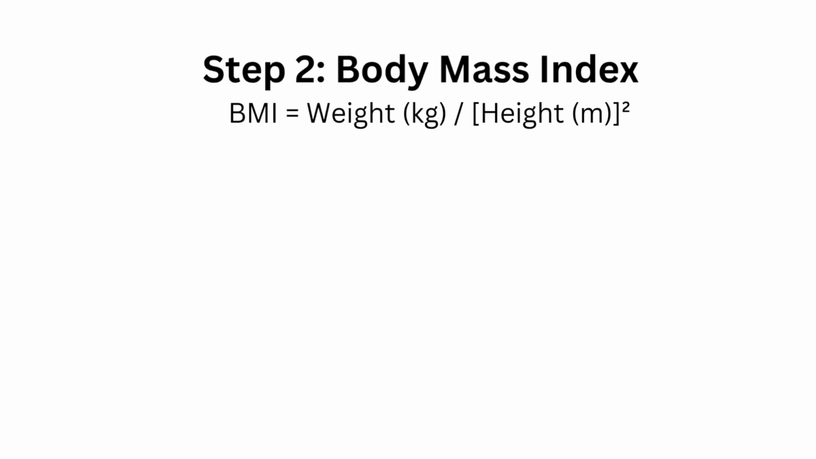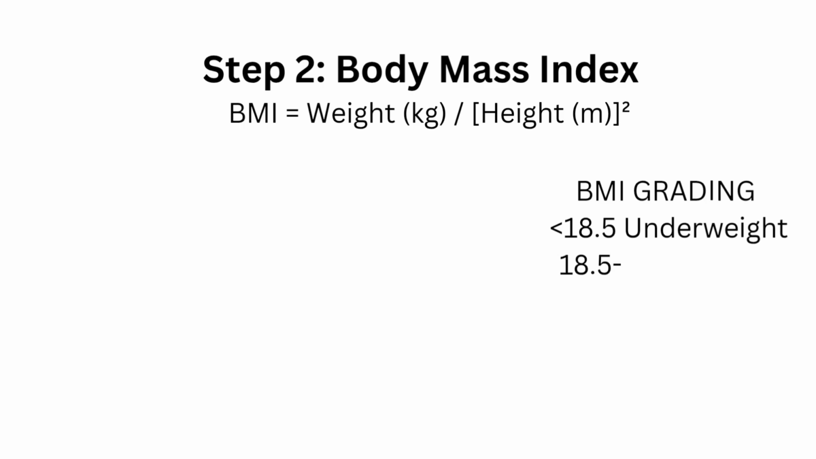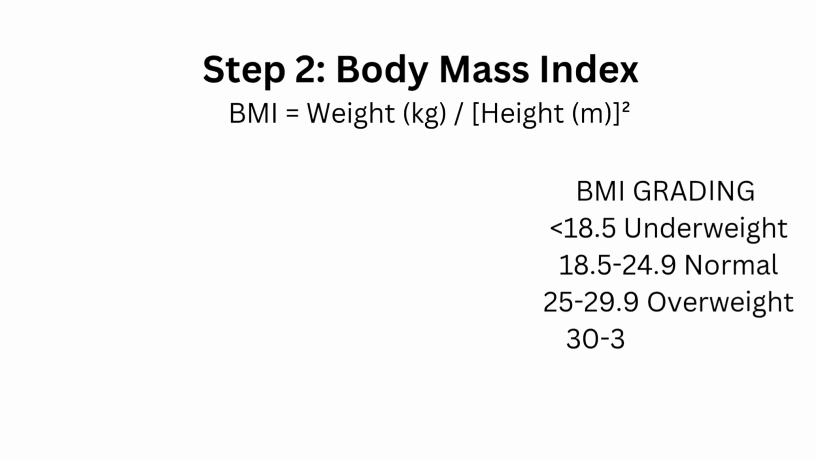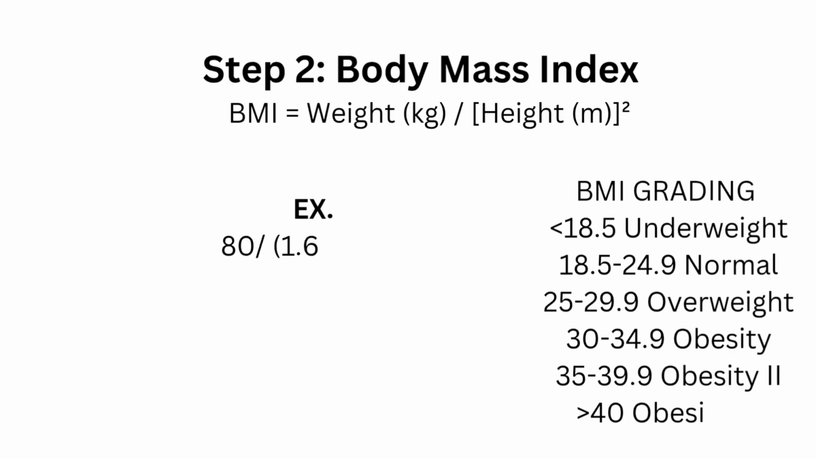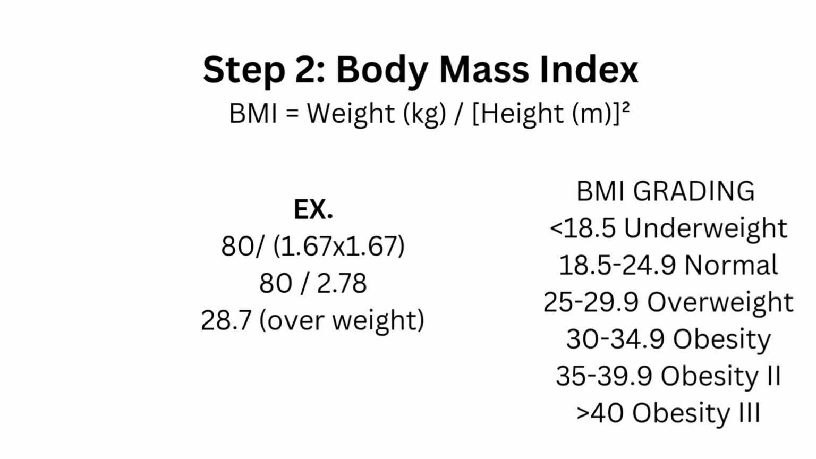Step 2 is calculating BMI, which stands for body mass index. The formula is very simple: weight in kilograms divided by height in meters squared. Once you get the BMI value, you compare it to the standard classification given by WHO. Below 18.5 is considered underweight, and if it falls above 40, it's obesity grade 3. For example, if a woman weighs 80 kilograms and her height is 1.67 meters, her BMI is 80 divided by 1.67 into 1.67, which gives us 28.7. That falls in the overweight range.